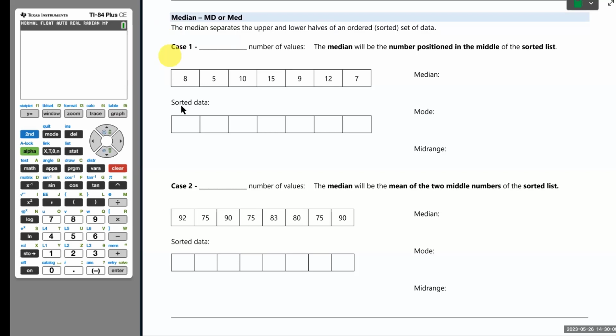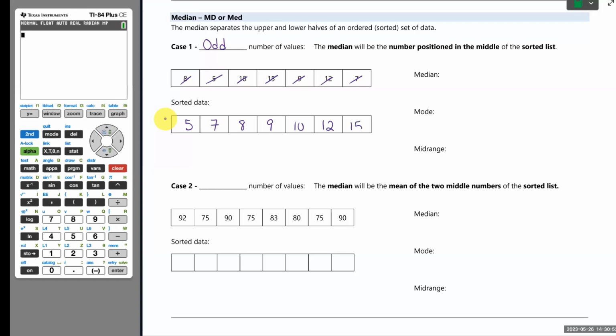Let me take a look at the first case. I have 1, 2, 3, 4, 5, 6, 7 values. So my first case is a data set with an odd number of values. In this situation, the median will be the number positioned in the middle of the sorted list. It's important, if the data are not in numerical order, to start there. So sorting the data, the smallest value is a 5. I'll cross them off as I go. Then I have a 7 next, and an 8, a 9, a 10, a 12, and a 15.